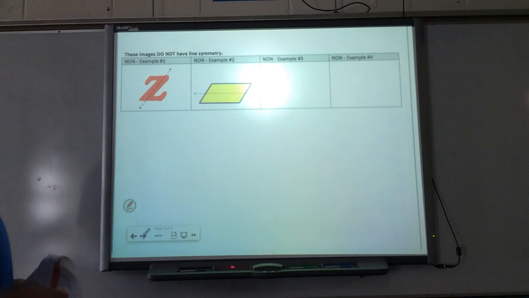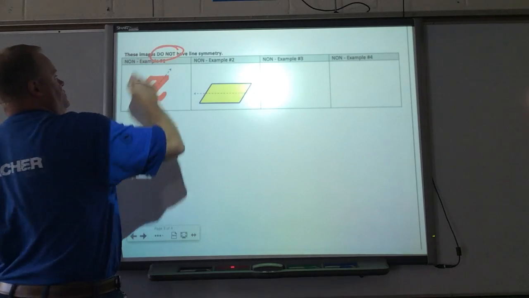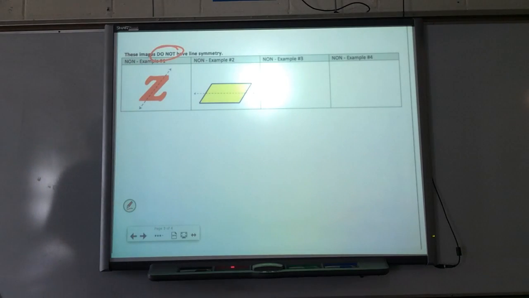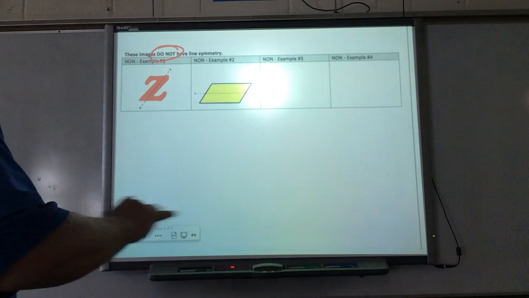These are going to be some examples of images that do not have lines of symmetry. So they do not, that's the key to this one. I do not have lines of symmetry. So I'm looking for examples that I can't have a mirror image if I cut it in half. It's not a mirror image.